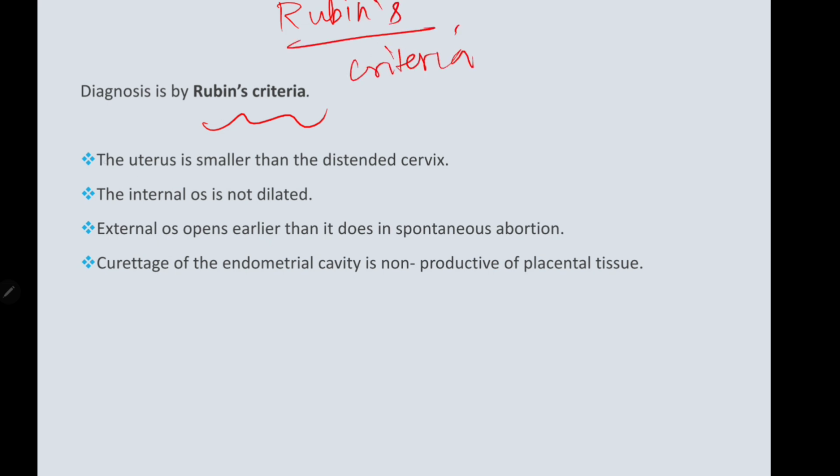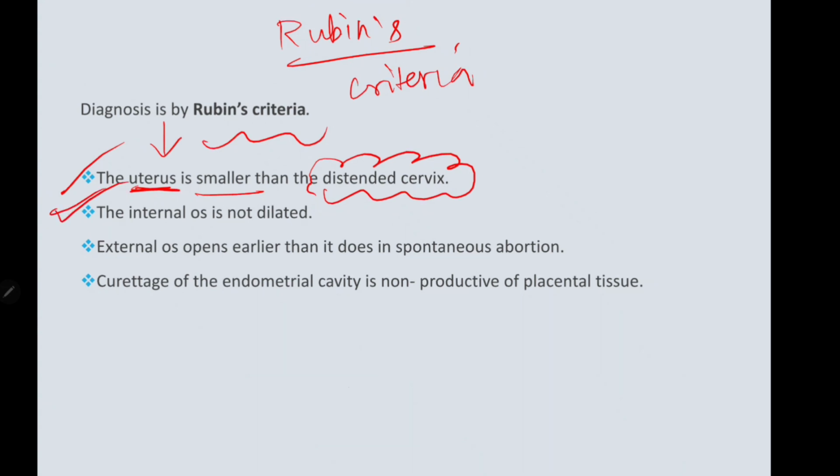So in Rubin's criteria, what it says is, first, the uterus is going to be smaller than the distended cervix. That's the main clue. Because it's a cervical pregnancy, the cervix will be more distended compared to the uterus. Next is the internal os is not dilated. Very important, in cervical pregnancy the internal os will not be dilated.